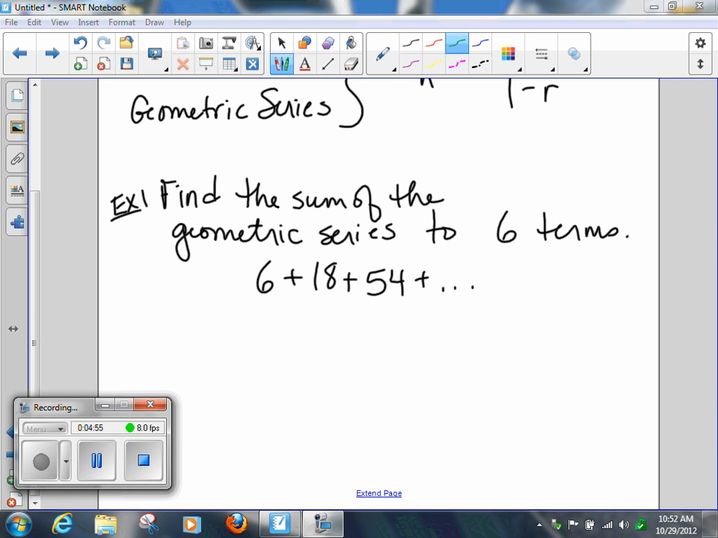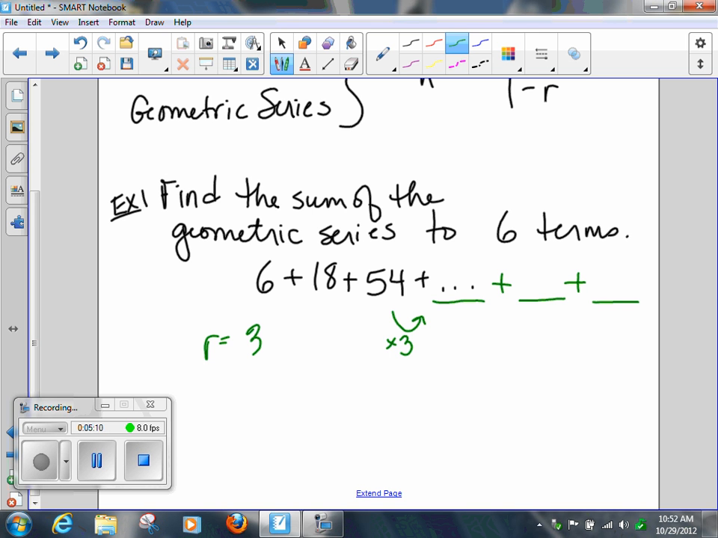There's no reason. You know you're going to have 3 more terms. And obviously your ratio, 6 times what gets you to 18? 3. 18 times 3 is 54. 54 times 3 is what? 162? 162 times 3 is what? And then 486 times 3 is? Oh, okay, and we're done, right?